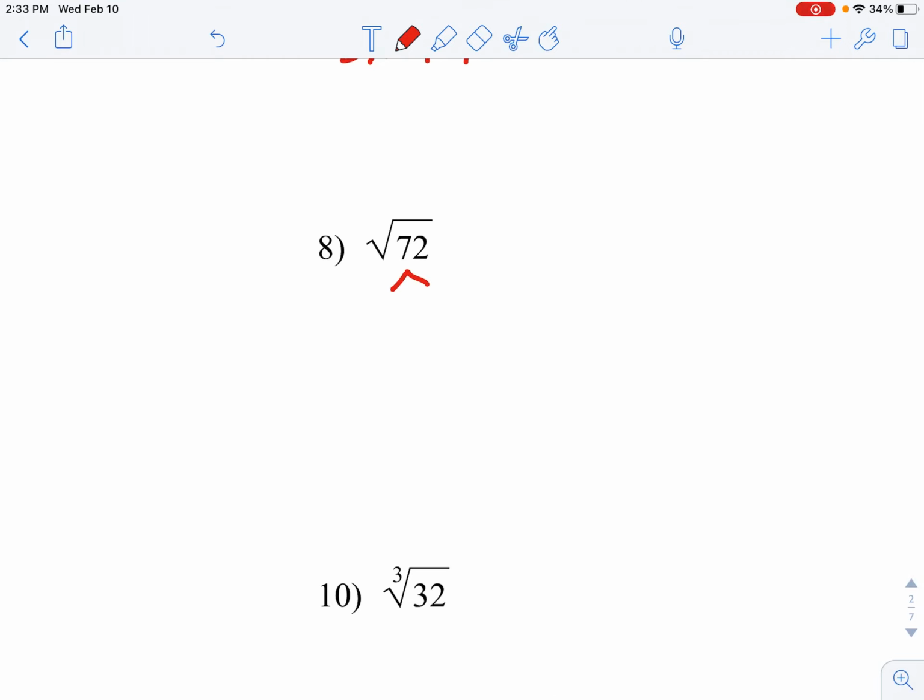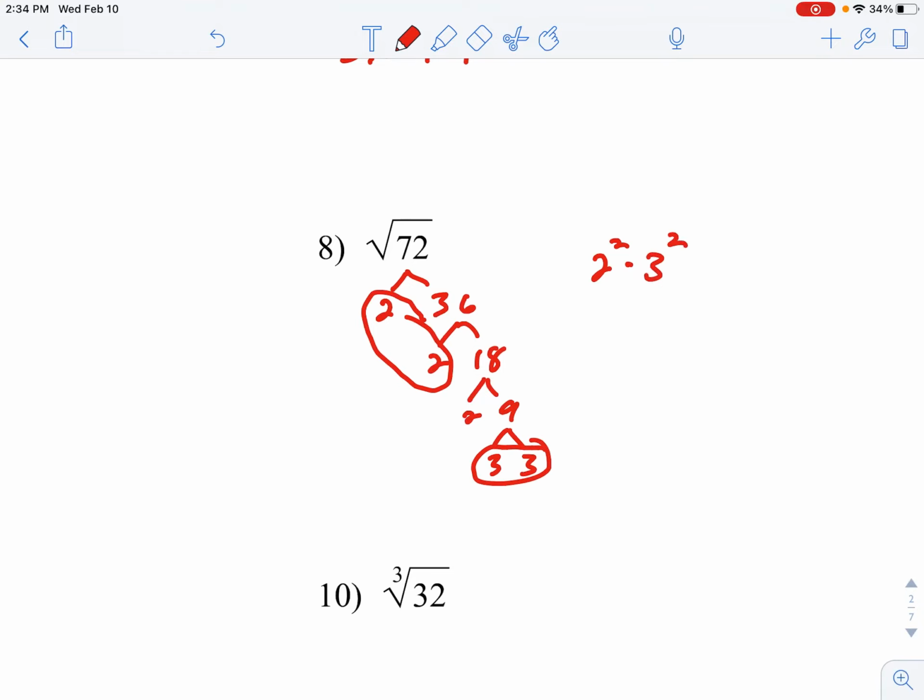So 72 is 2 times 36. 36 is 2 times 18. That's 2 times 9, and that's 3 times 3. Looks like I got a pair of 2's here, so that's 2 squared. I have a pair of 3's here, that's 3 squared, and then an extra 2. So put that all underneath the square root bar.